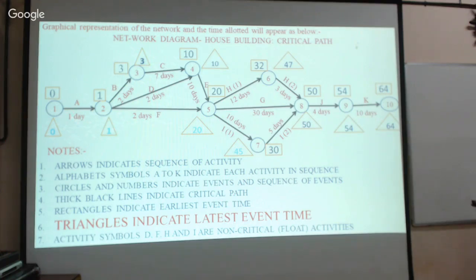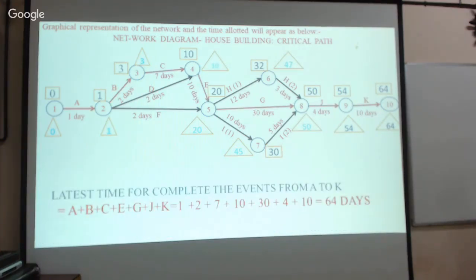Now this is the network analysis. We will see, we still have to understand. This is how we get the earliest event time and the latest event time, the way we are calculating. Let us understand a little more about this. There is another concept called the critical path. First let us understand the critical path.